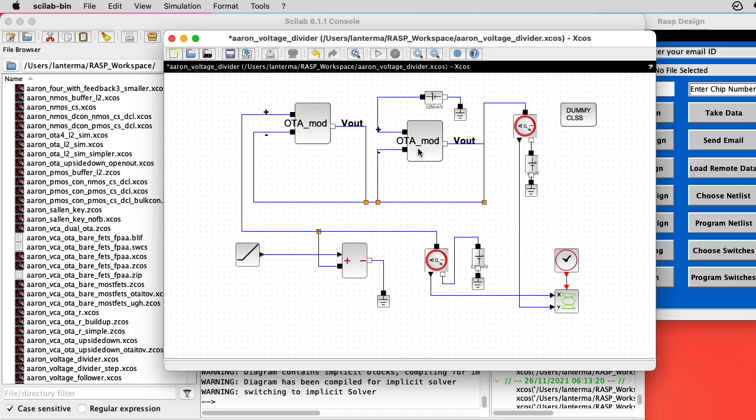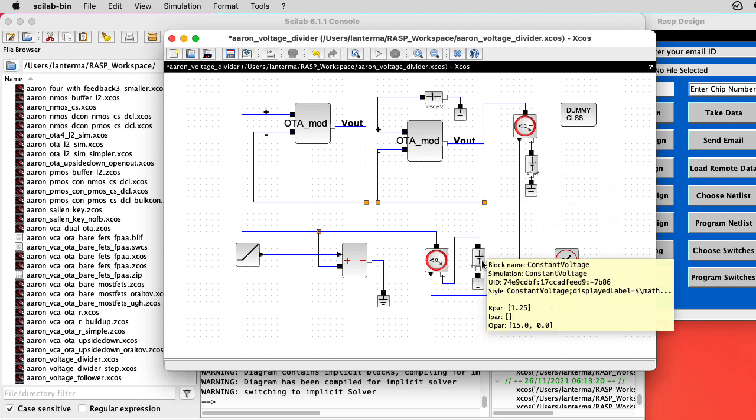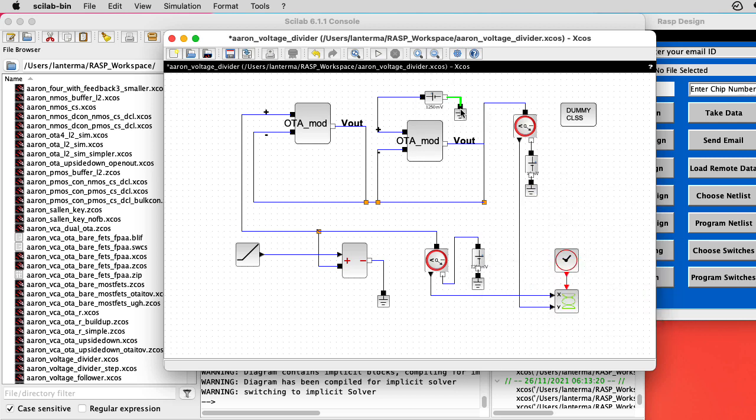Anyway, we have two OTAs that are playing the roles of resistors. I have their bias current set to be the same, so their transconductance gains are the same. So this is basically a divide by 2. Now, I'm referencing all of the voltages relative to 1.25 because my upper rail voltage is 2.5 volts, and that's how I'm going to display things.